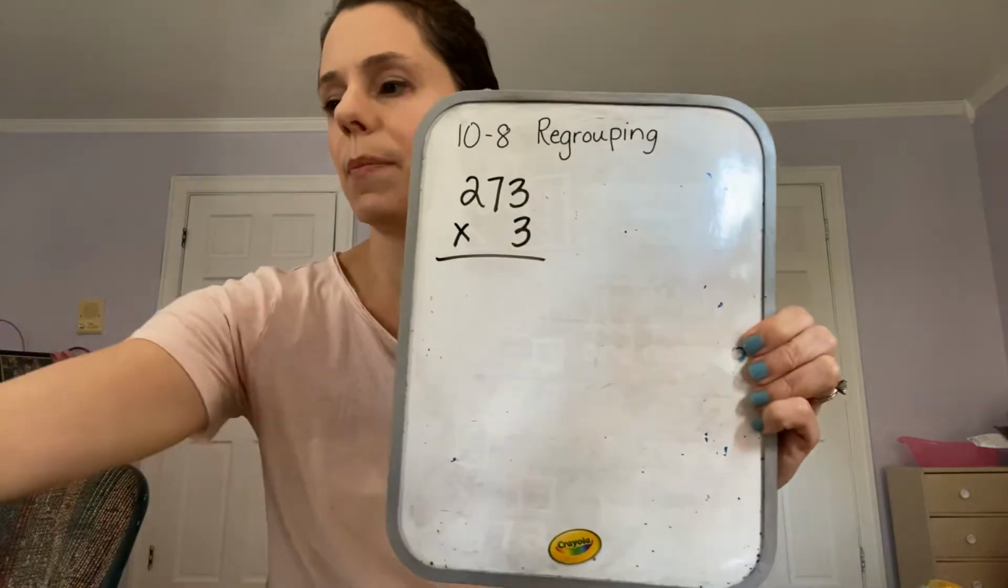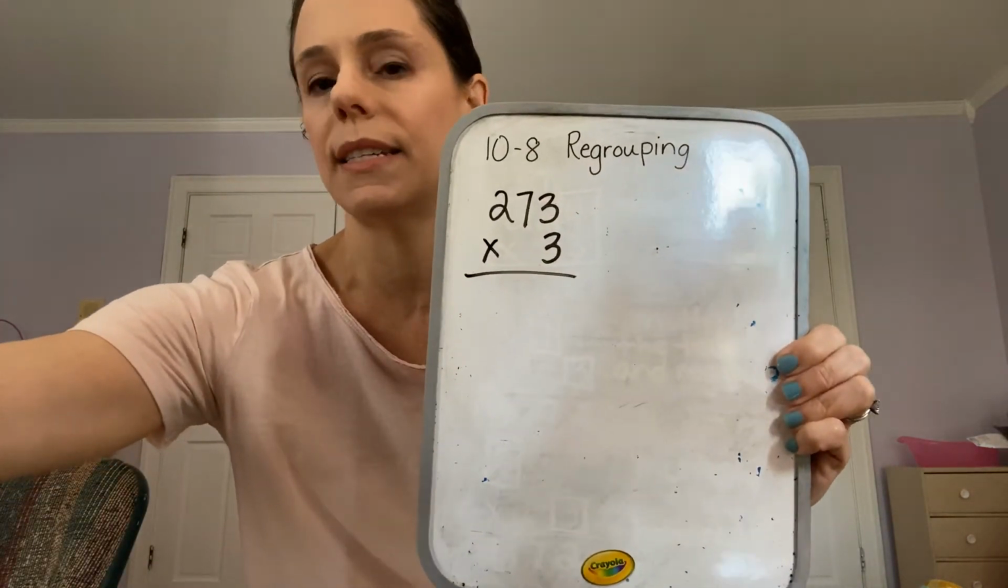They're regrouping. They're only regrouping once, but it's regrouping to the hundreds place. So this problem is 273 times 3. All right? Okay, so let's do it step by step together. This is the second example.